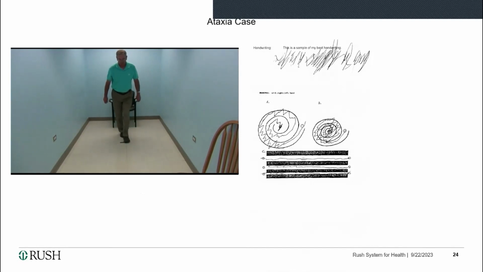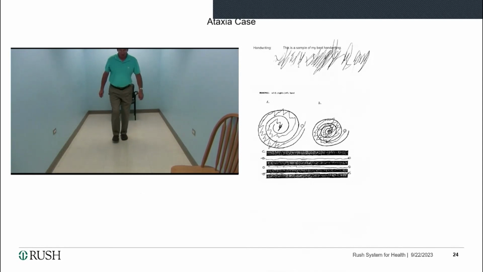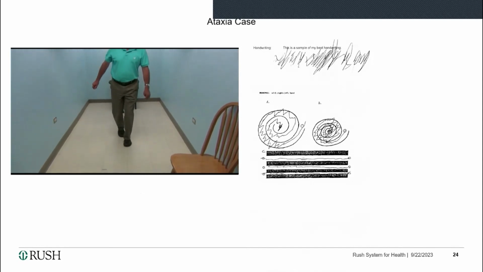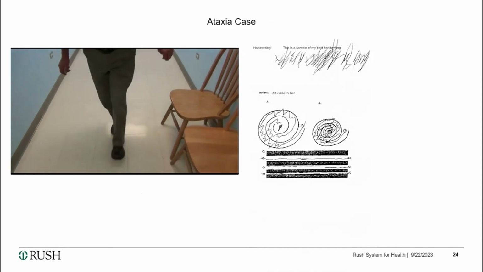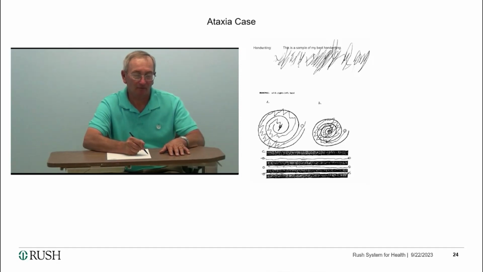So this patient is narrow-based. And really, when we start to see his problems, they come out on tandem. He has a really hard time with tandem. Now he's in a wheelchair and cannot walk on his own, but it started off with this kind of narrow-based difficulty with tandem gait. And his pull test looks good.